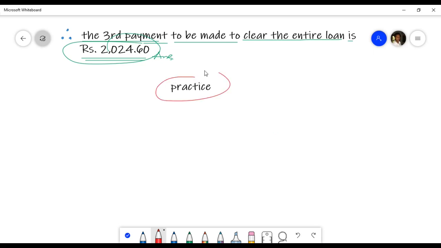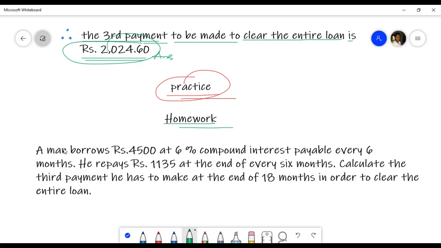I hope you have understood this. Practice it, keep practicing, and there is a homework for you. A man borrows rupees 4,500 at 6% compound interest payable every 6 months. He repays rupees 1,135 at the end of every 6 months. Calculate the third payment he has to make at the end of 18 months in order to clear the entire loan.